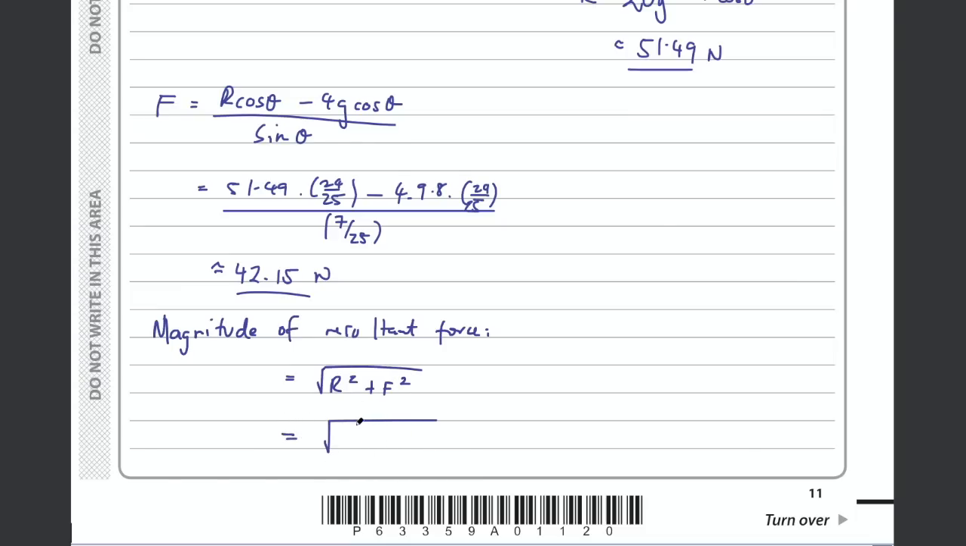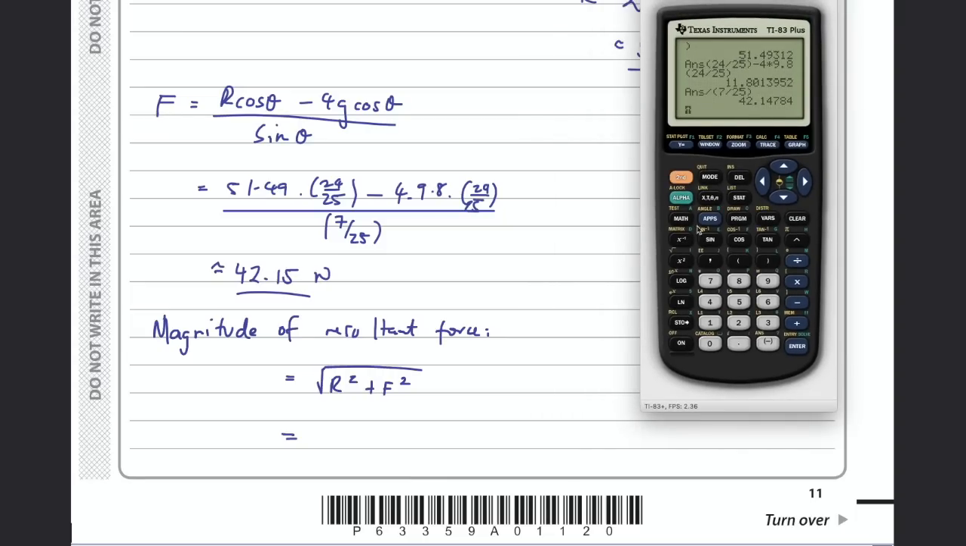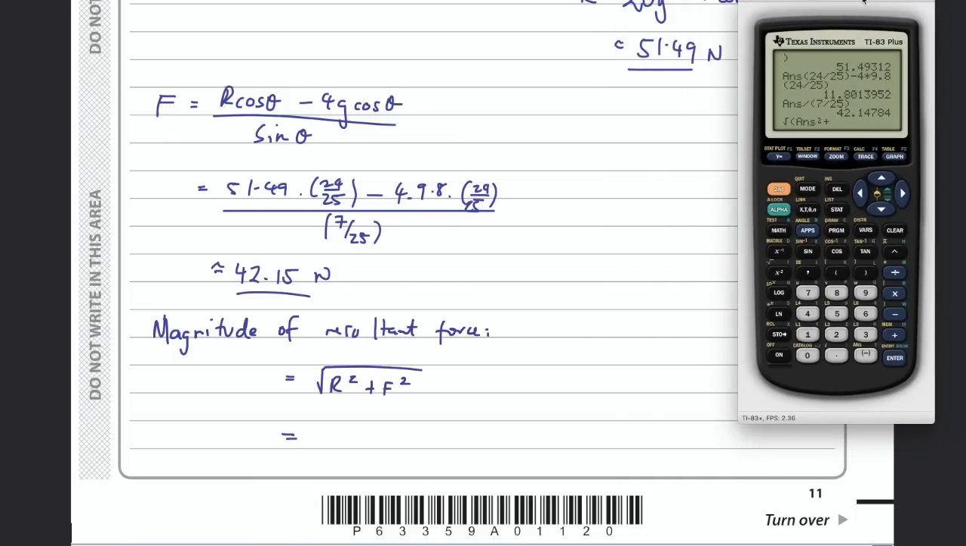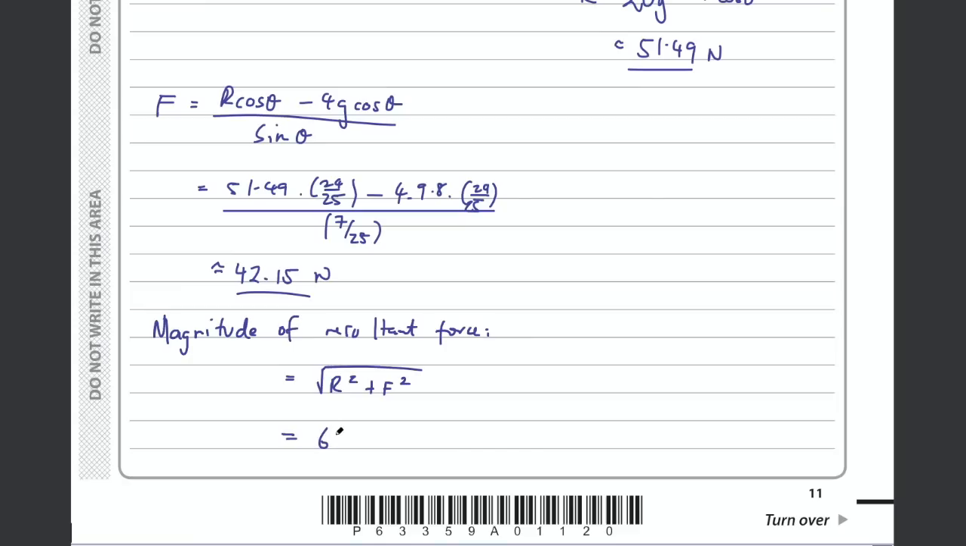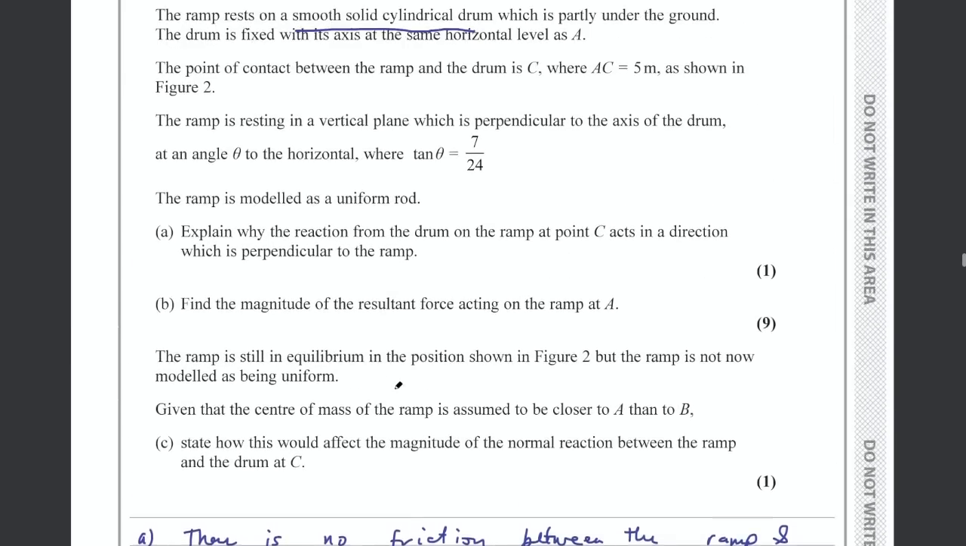So plugging that in, let's just put that straight into a calculator. I've got F here, so the square root of that answer squared plus, sorry, R was 51.49 squared, and I get a resultant force of 66.54. Rounded off, this would be 66.5 newtons. Alright, so that is my final answer there. Hopefully that is making some sort of sense.